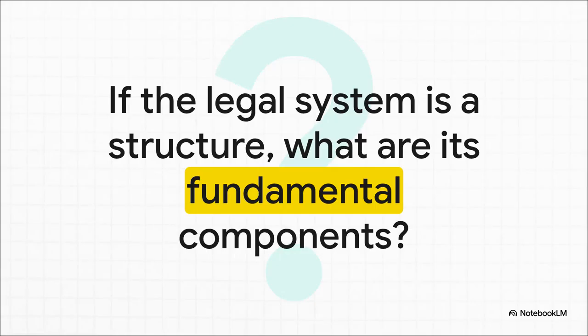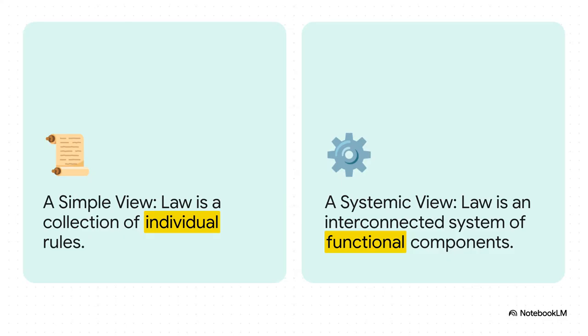It's easy to just say laws or rules, but that doesn't really capture the whole picture, does it? The source material we're looking at today really pushes us to look deeper, towards a more systemic way of thinking. And this slide really shows that shift in perspective perfectly. On one hand, you have the simple view: law is just a pile of individual rules. But the systemic view sees it as an interconnected system of functional parts. The key isn't just the rules themselves, but how they are constructed and linked together to function as a whole.